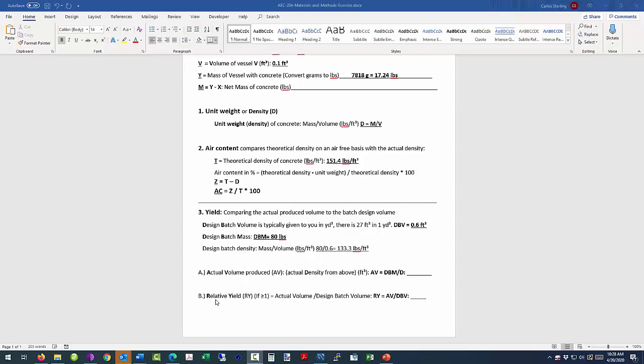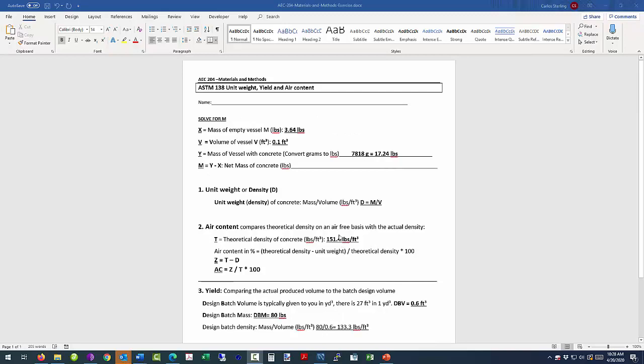Relative yield: we're going to take your actual volume, which is AV here, divided by design batch volume, this number here, and that will give you your relative yield. The formulas kind of give you an idea; you just have to focus them back to what those initials stand for. So hopefully this makes sense.